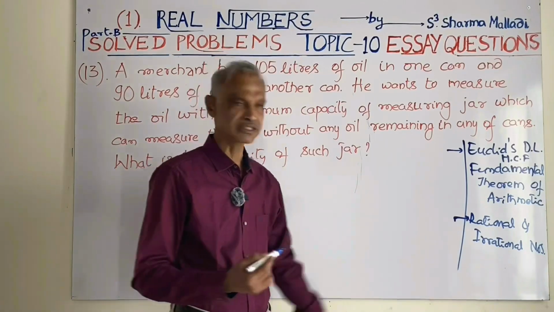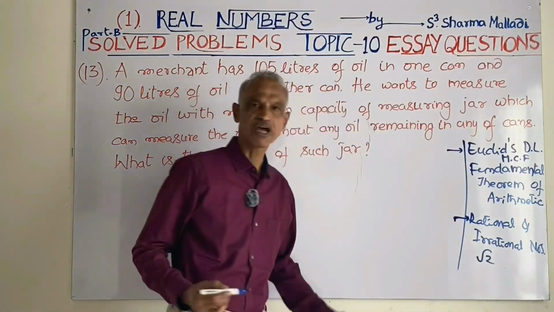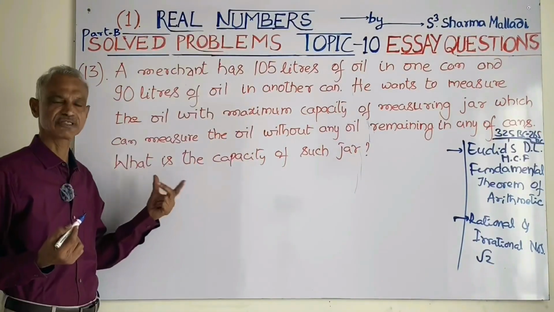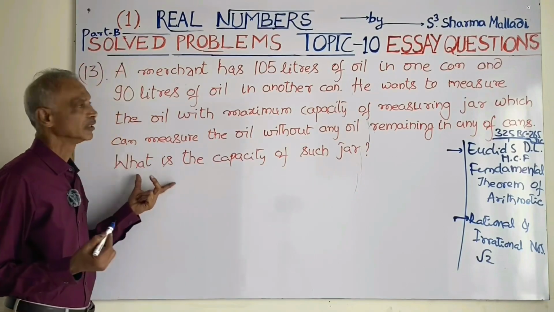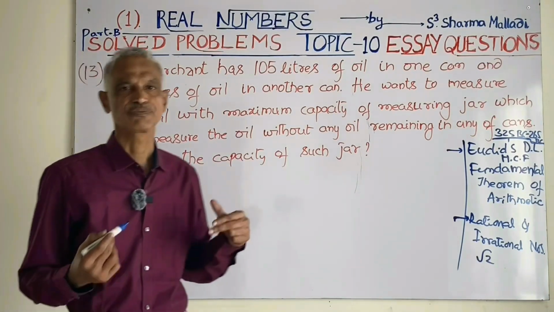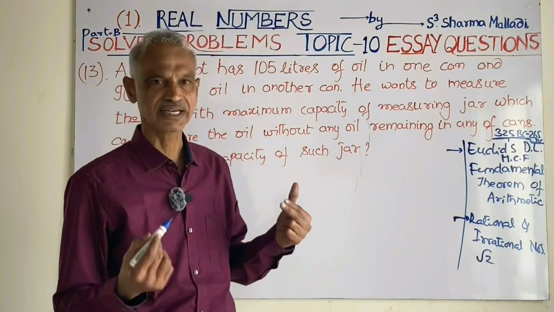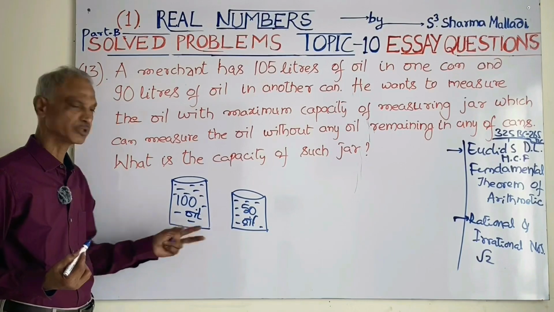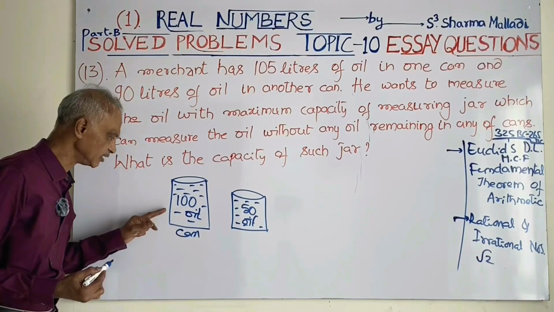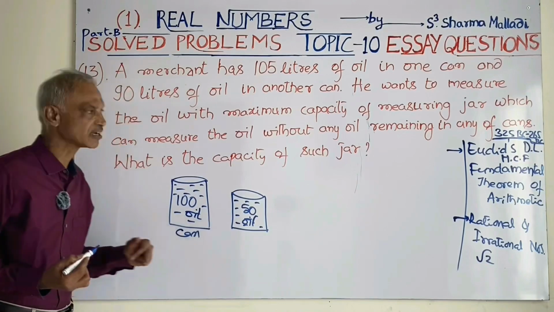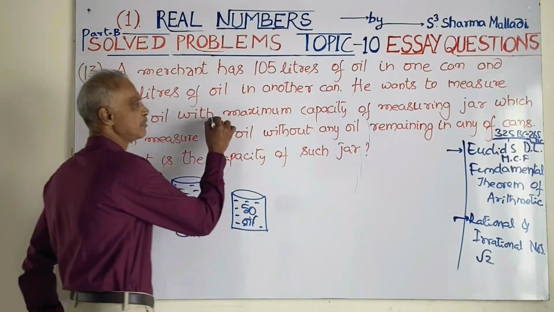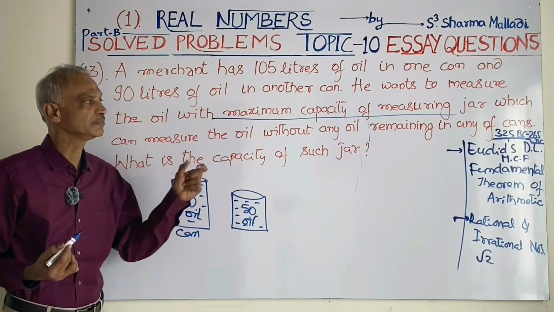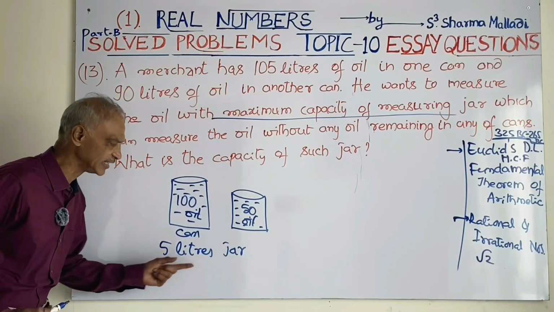In rational and irrational numbers, we have in short questions, how to show root 2 is an irrational number. When I was working in the school, I wrote this problem like this and asked the students what is the answer. First, they did not understand the problem. I gave them a simple problem. A merchant has two cans, filled with 100 liters oil and 50 liters oil. I asked what is the maximum capacity of the measuring jar which can measure the oil without oil remaining in the cans.